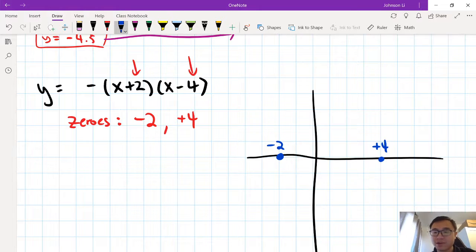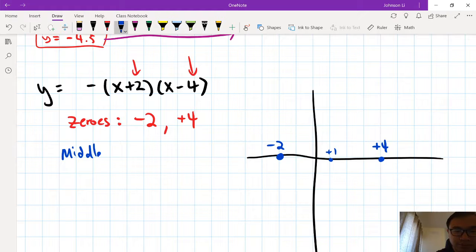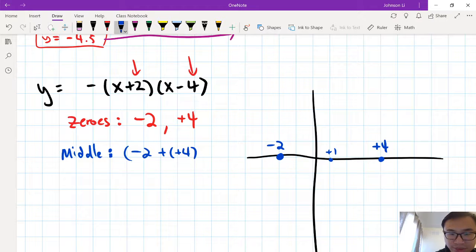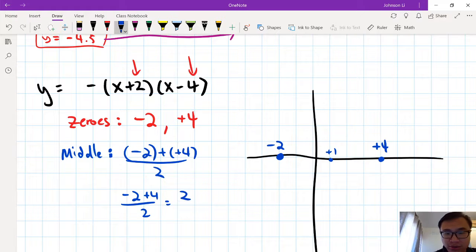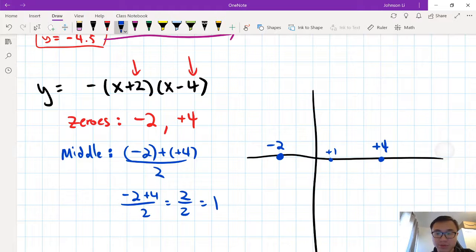Now we find the middle value. The middle value, if I look at this graph, right in the middle of these 2 points is, I would say, possibly positive 1. But I would check that. I would check using algebra. And the way I would check it once again is add the 2 numbers together and divide it by 2. Negative 2 plus 4 over 2 is equal to 2 over 2, which is equal to 1. Therefore, it's right. Looks to be correct. Our middle value is indeed positive 1.